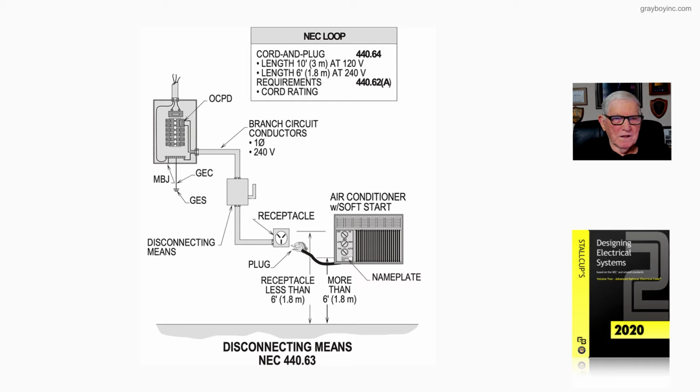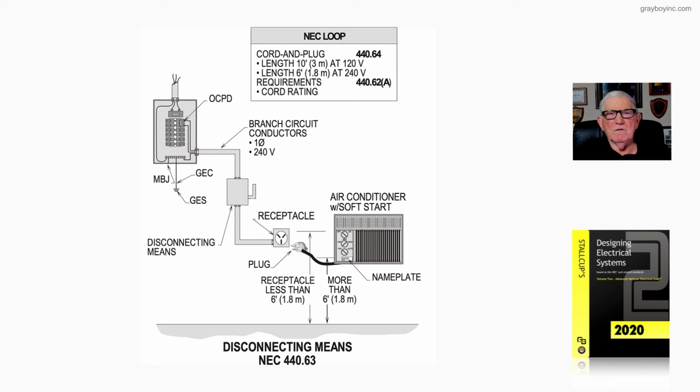Now this figure 19-25B deals with the receptacle and the attachment cap being less in the illustration than 6 foot. Of course, this complies with 404.8A of the code. So we'll look at the length of the cord in the NEC loop, in 440.64, and the cord rating in accordance with 440.62A.